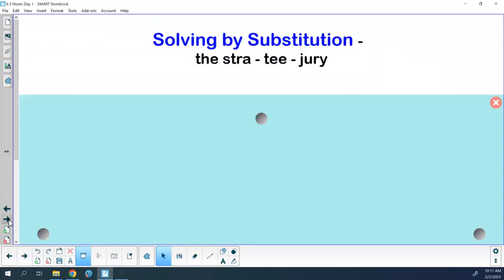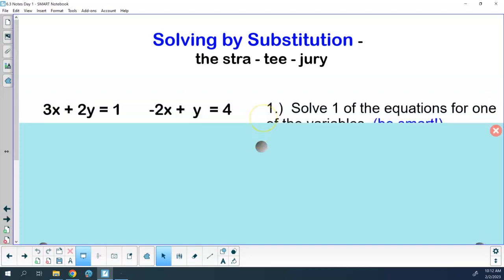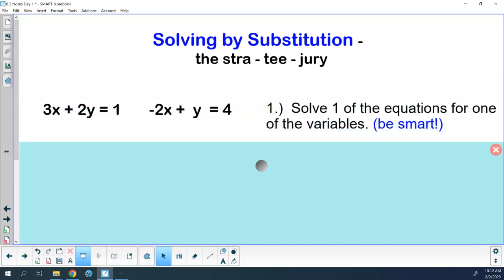All right. So what's the strategy for substitution? Solving by substitution. Either one of them, right? Yep. Okay. So you're going to pick a variable. So I'm going to run the same problem. What you're going to do is solve one of your equations for one of your variables. Doesn't matter which one, but you're going to solve one of them for one of them.